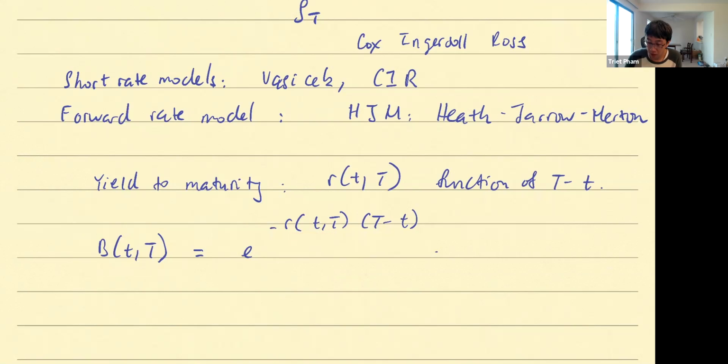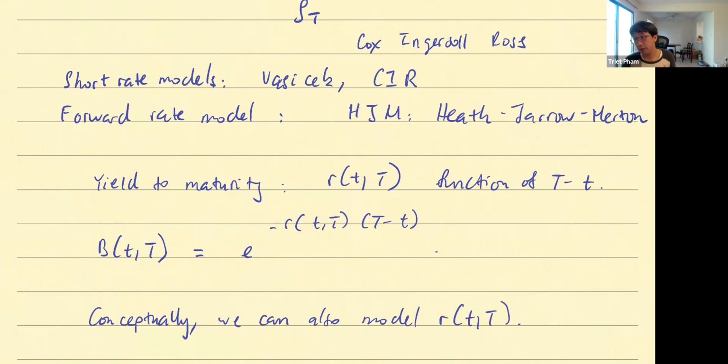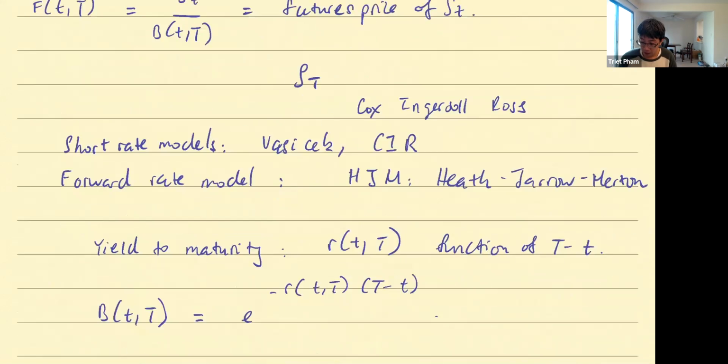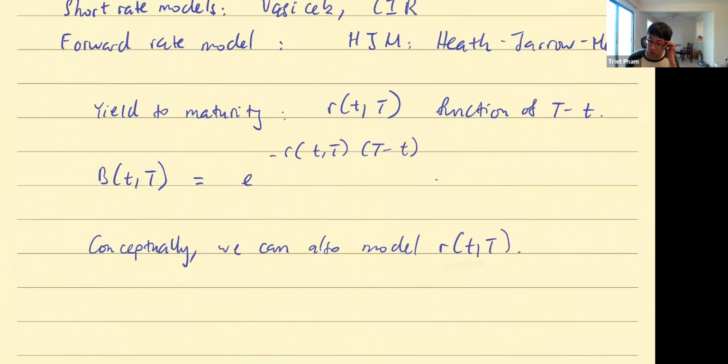conceptually you can also model the yield to maturity. That's one third way, besides the short rate and forward rate, you can also model that. Except that this feels a bit redundant for several reasons.